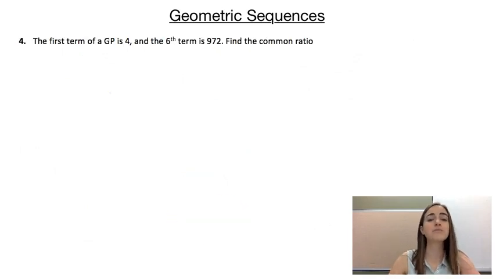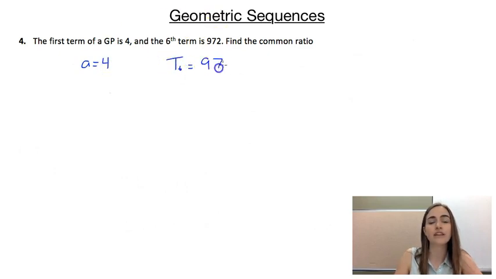Our last example tells us that the first term of a GP is 4 and the sixth term is 972, and we're asked to find the common ratio. So the first term is 4, that means that A is 4, and we know that the sixth term is 972. Now we also know that to find the sixth term, in our formula we'd have A times R to the power of n minus 1. So that would be, in this case, 4 times R to the power of 5.